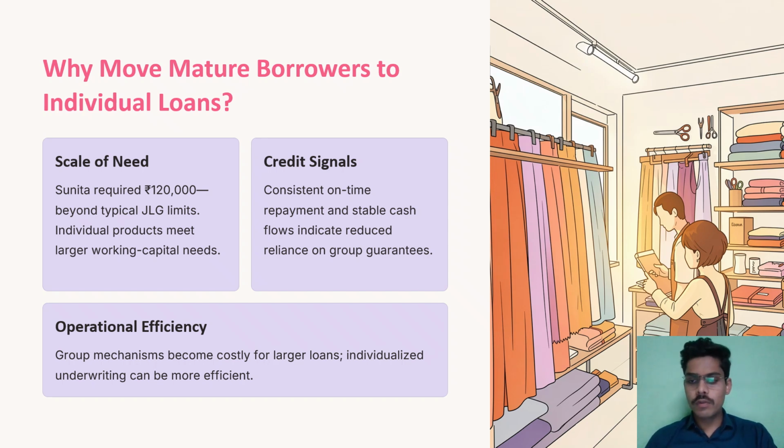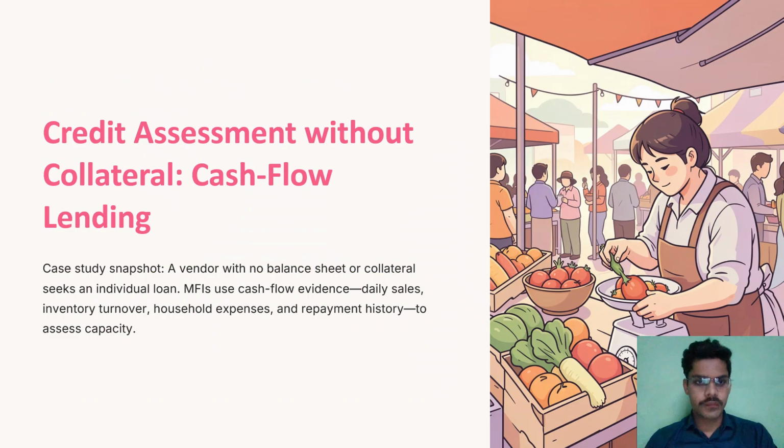So after that, we would move to the second case study, and the second case study is credit assessment without collateral: cash flow lending. So we got the snapshot of the case study. A vendor with no balance sheet or collateral seeks an individual loan. MFIs use cash flow evidence, daily sales, inventory turnover, household expenses, and repayment history to assess capacity.